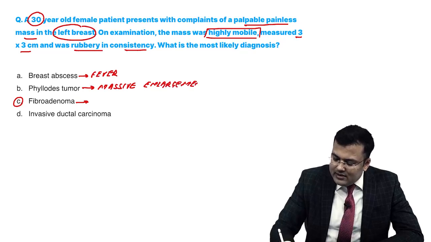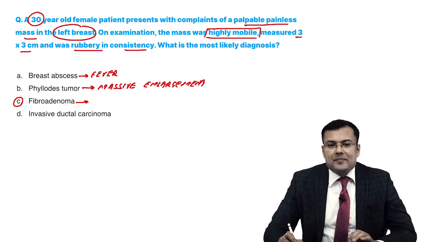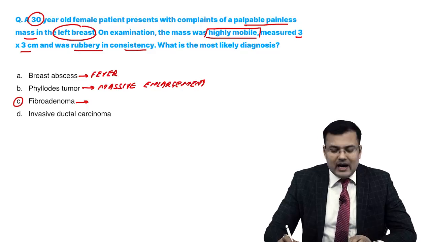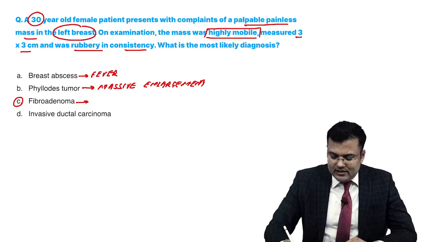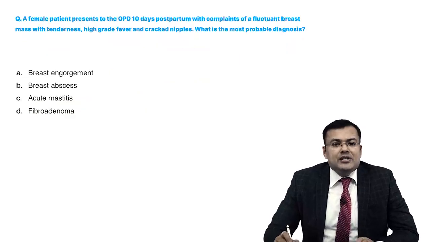Invasive ductal carcinoma is seen in the 5th to 6th decade, and usually the mass is not mobile. It is hard in consistency. So it is not firm and rubbery, it is hard. So what is the correct answer here? Fibroadenoma.